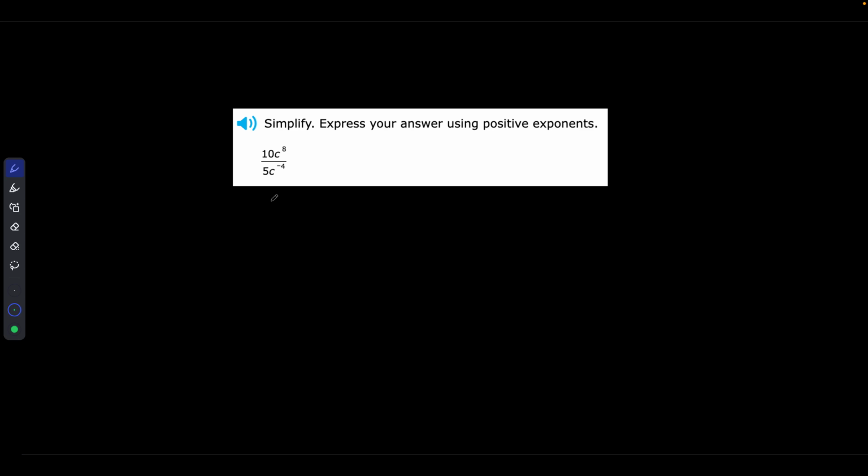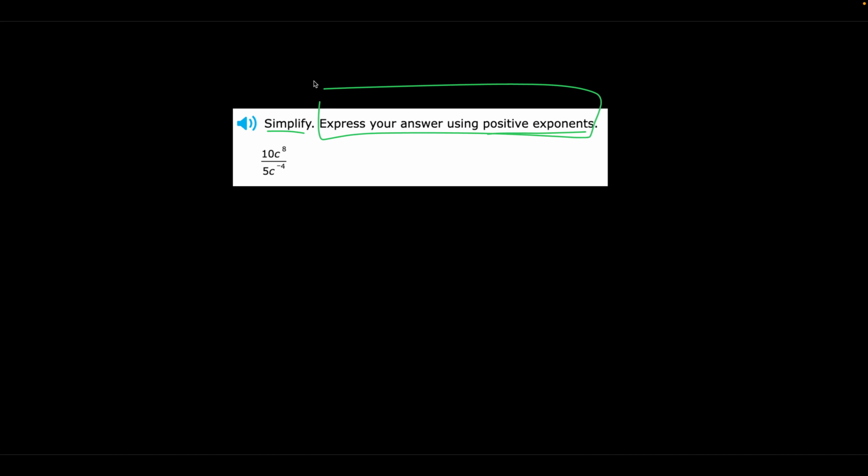So here we have a fraction, a division problem with exponents and numbers. And it says to simplify and express with positive exponents. We're going to do this positive exponents thing at the very end. So for this one, I'm going to give you the answer. The correct answer is 2c to the 12th power.